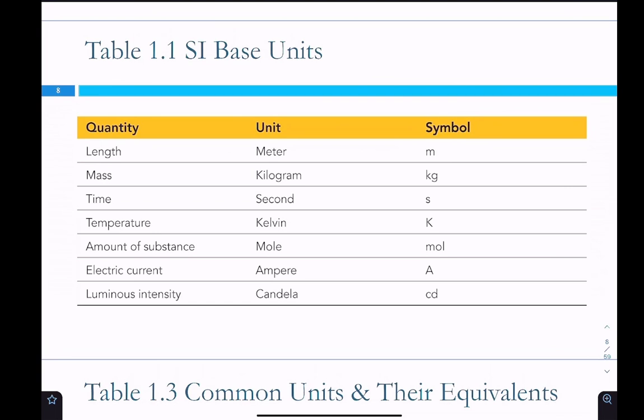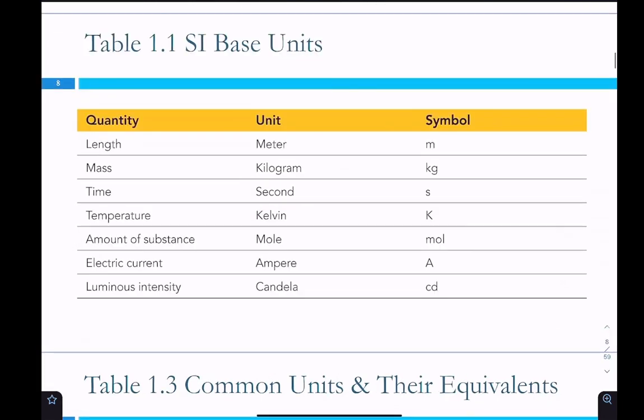We have length, which is in units of meter, right? How far away is that? It's some number of meters away. We have mass, which is not quite the same as weight, but that's in kilograms. So how heavy is something? You would say in kilograms how heavy it is. Units of time, seconds, that one's easy and familiar. The SI unit of temperature is actually Kelvin. So not Celsius, although Celsius and Kelvin have the same size of degree.